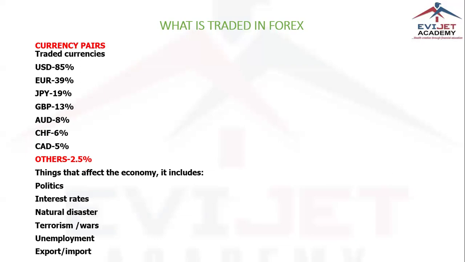Now, let's look at the trade percentage. So, traded currency. The USD is the most traded currency across the global financial market because the USD is paired with every other currency. Every currency is paired with the USD. Okay?